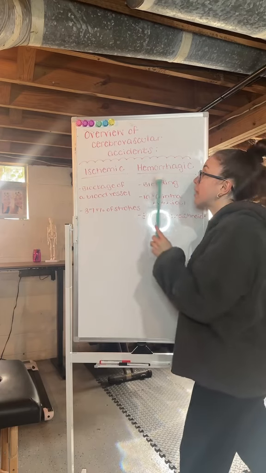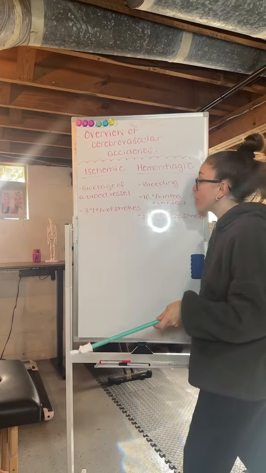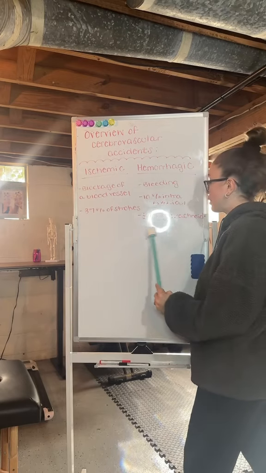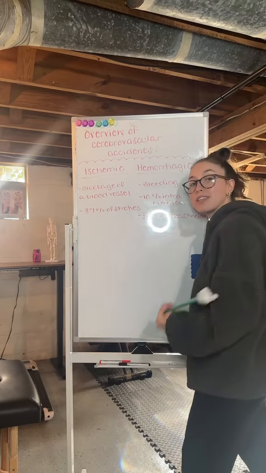Now, depending on where the active bleeding is, we're going to break this down even further. So 10% is intracranial hemorrhaging, and then 3% is hemorrhaging in the subarachnoid space.